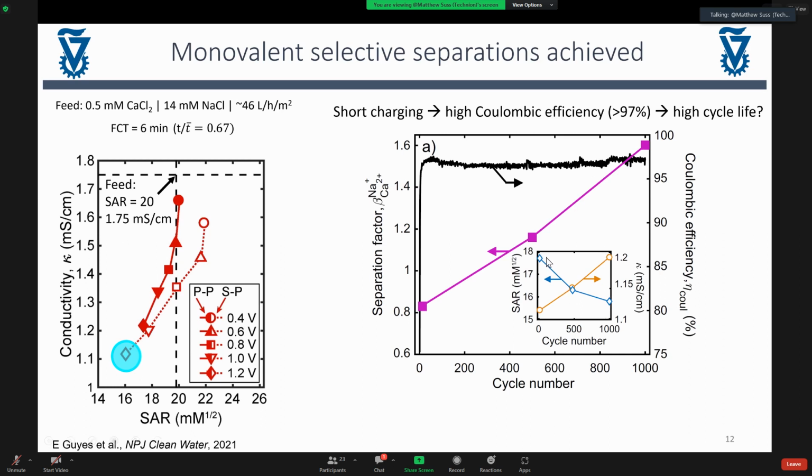We do lose a little bit of capacity. In the inset, you see that the conductivity of the product water goes slightly up versus cycle number from about 1.1 to about 1.2 after 1,000 cycles. But we are increasing the sodium selectivity, which is quite nice.